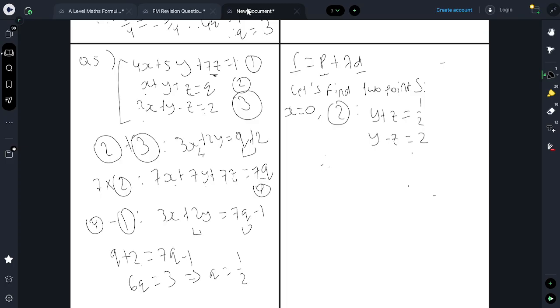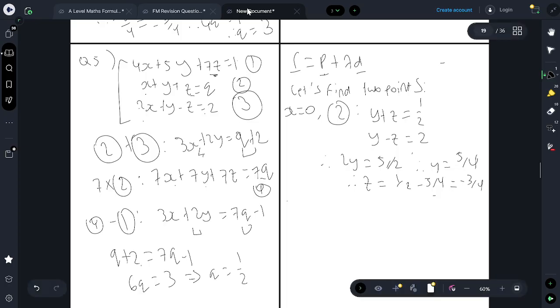We can add them together, so 2y is 5 over 2. 2 plus a half would be 2.5, yeah, 5 over 2. Therefore, y would be 5 over 4, okay? And therefore, z, substituting that in, would be half minus y. So half minus 5 over 4, or equivalently, you probably could put this in the simultaneous equation solver in your calculator. But anyway, doing that would get minus 3 over 4.